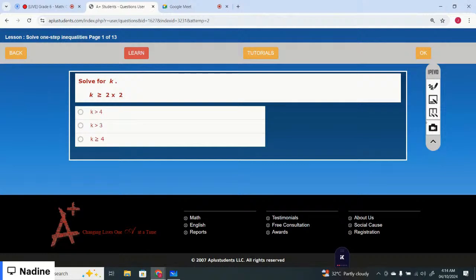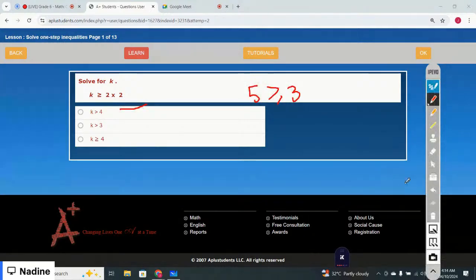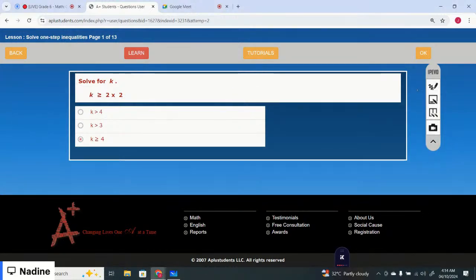Solve for k. That is k is greater than or equal to 2 times 2. So you have to do 2 times 2. That is k is greater than or equal to 4. Option number 3 is the correct option. That is k is greater than or equal to 4.